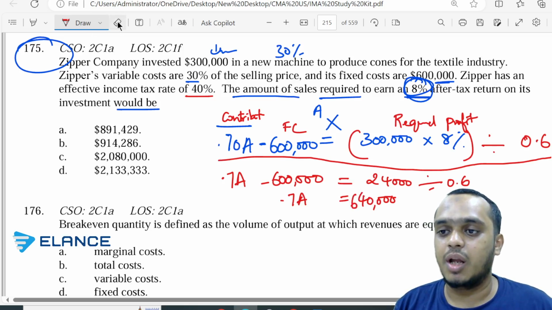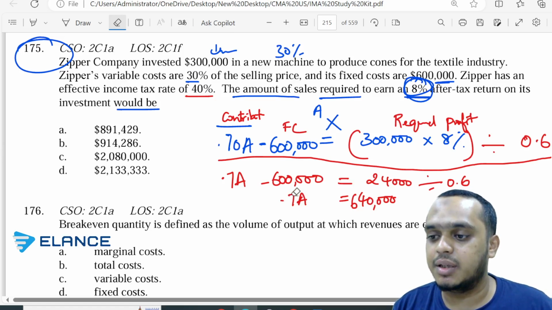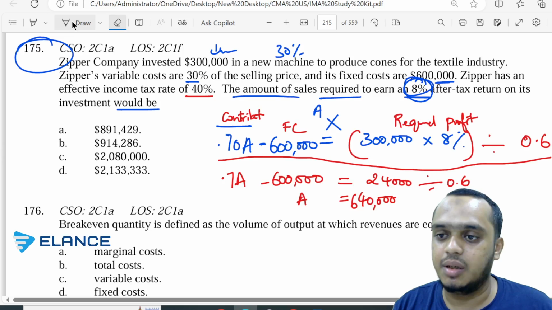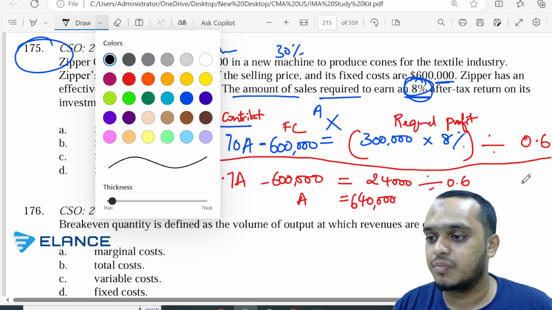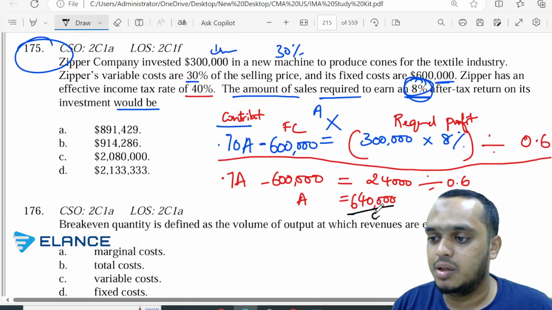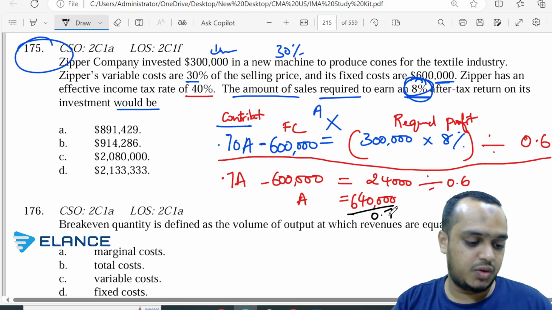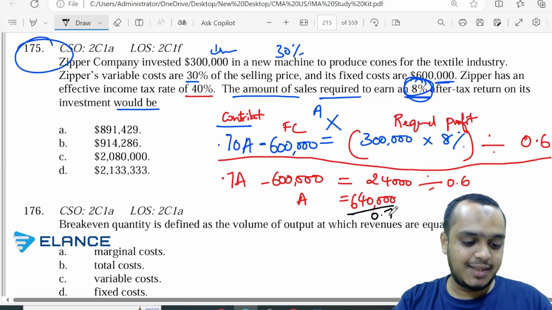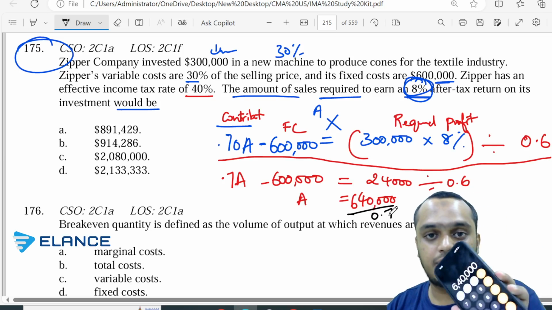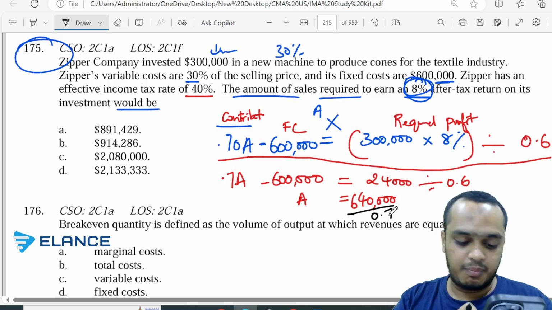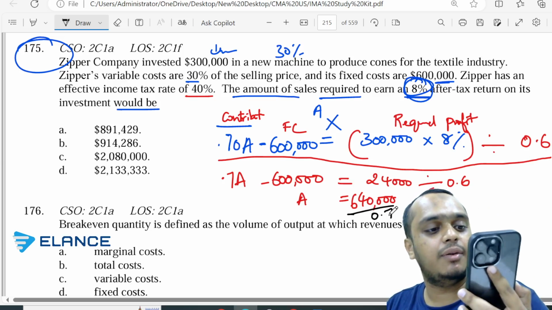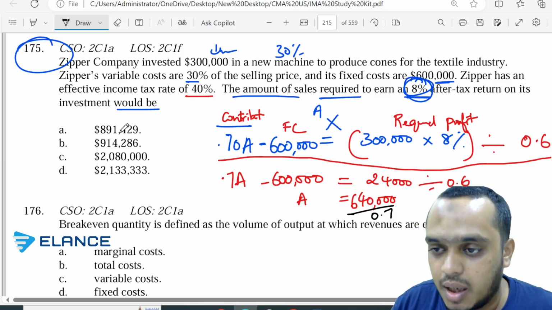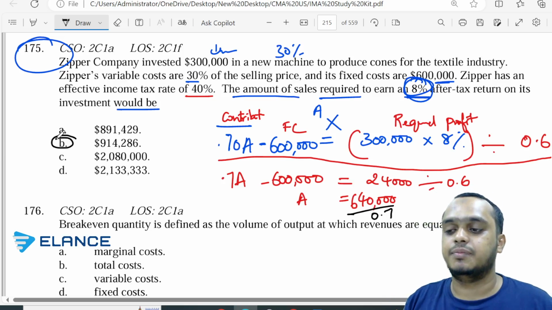Then what I'll do, this 0.7A is here, right? So let me just remove this 0.7 here and put it here, divided by 0.7. So 640,000 divided by 0.7 is 914,285.714.